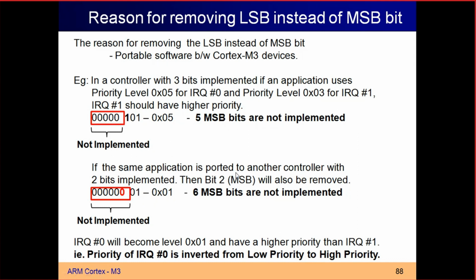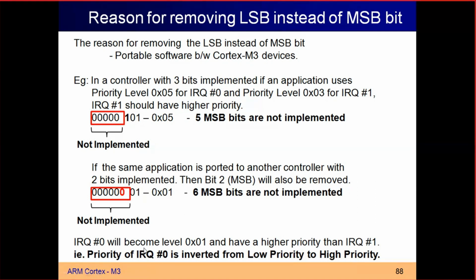If the same application is ported into another controller with 2 bits implemented, let us take 2 bits implemented. Here, I am making the upper bits not implemented. Here it is 3 bits implemented. When I port this to a 2-bit implemented processor, what will happen? The next bit also will not be implemented. So a total of 6 MSBs will be not implemented, and only 2 bits will be there.